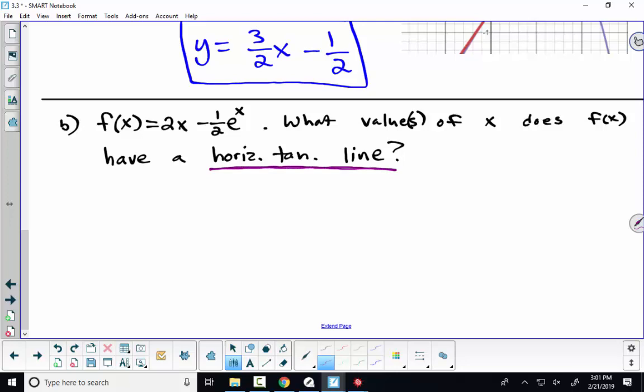tangent line. Well, in order for a line to be horizontal, what is its slope? 0. So the slope of the tangent line at any and all points, in order to be horizontal, has to be 0. So anytime you're asked to find a horizontal tangent line, that's the process. You take your derivative, you set it equal to 0, and you have to solve for x.